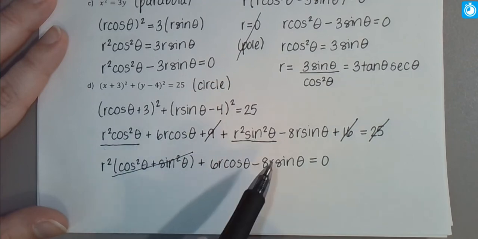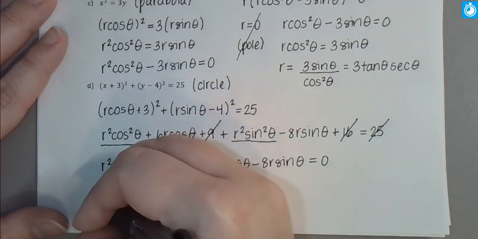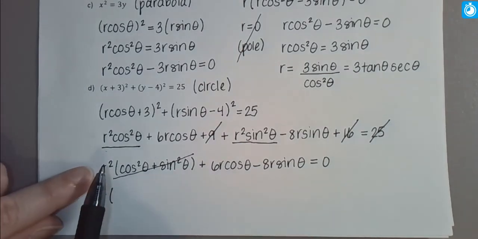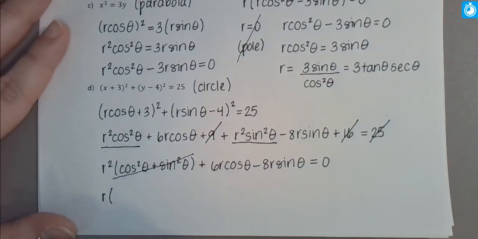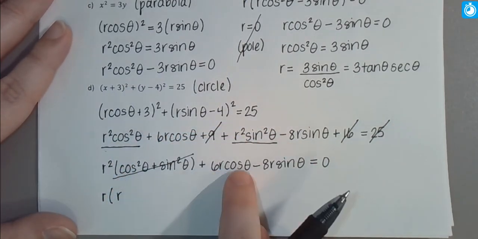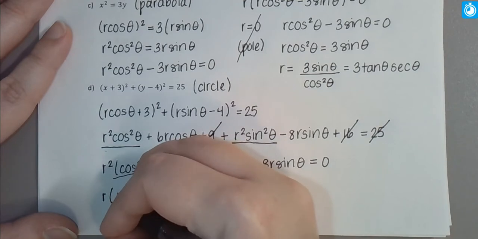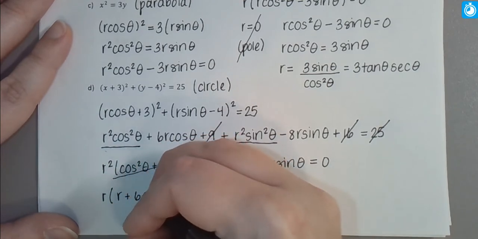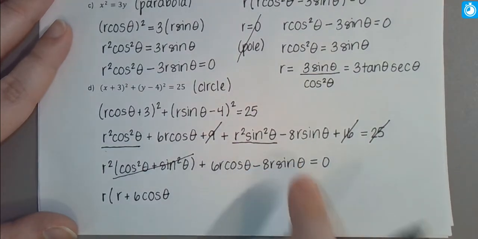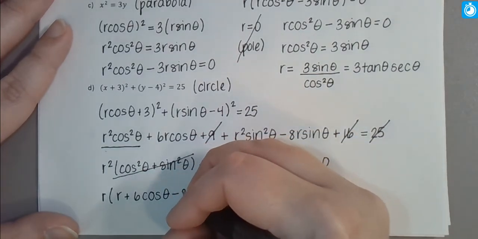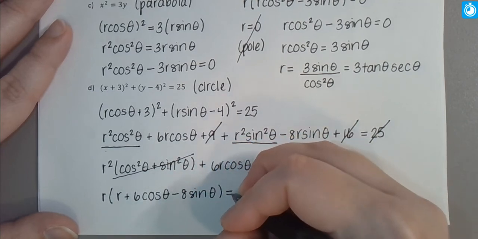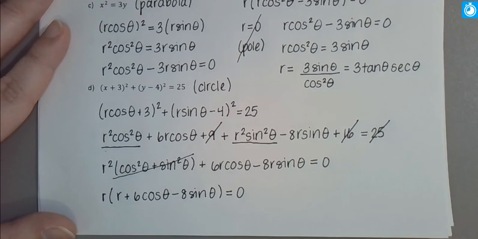We have an r in common among these three terms, so I'm going to factor it out. So if I factor it from the first term, which is now just an r squared, factor it out, we're left with a single r, so r. Here we're left with a 6 and a cosine theta, so plus 6 cosine theta minus 8 times sine theta. And then all of that is equal to 0.